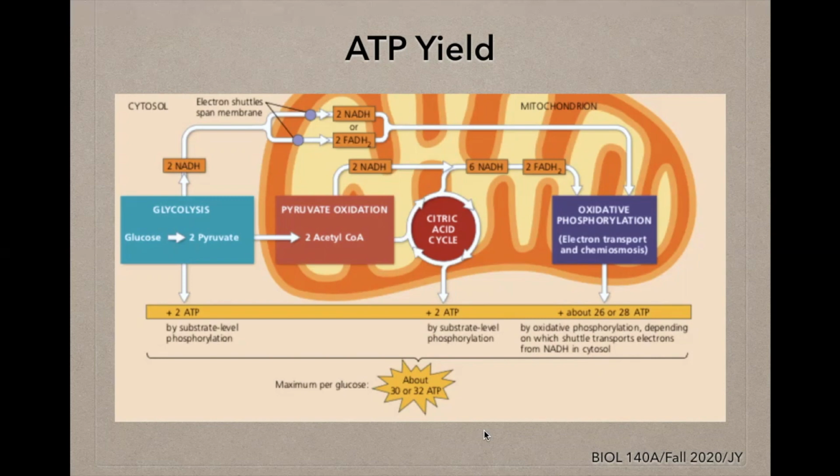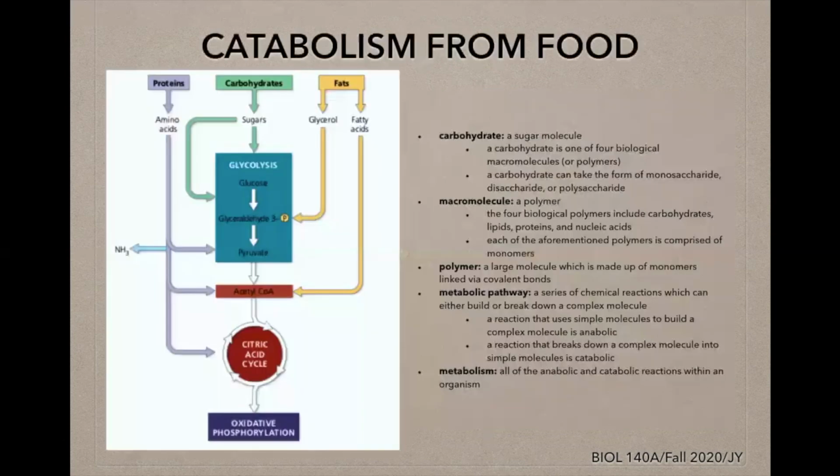And so in the next slide, I'll just be discussing catabolism from food sources. As you already know, glycolysis does require glucose to begin, and glucose is actually a sugar molecule. Something important to note is that there are 4 biological macromolecules which you should know about. One of these macromolecules is a carbohydrate, which is another word for a sugar molecule. So carbs are essentially sugar molecules, and these can take the form of monosaccharides, disaccharides, or polysaccharides.